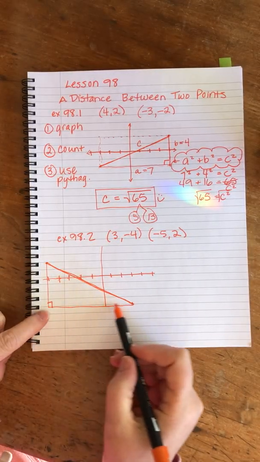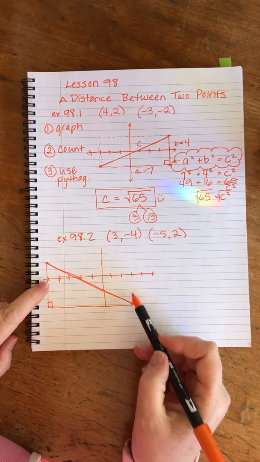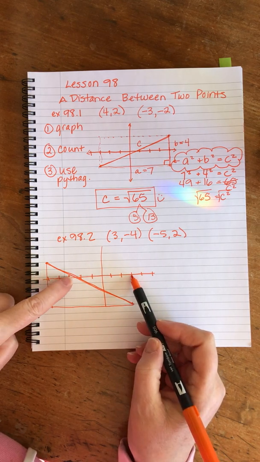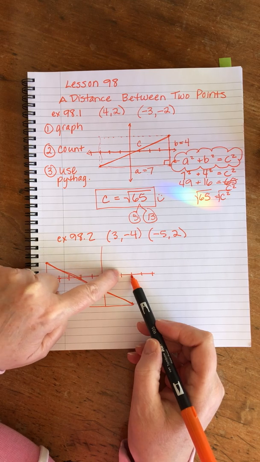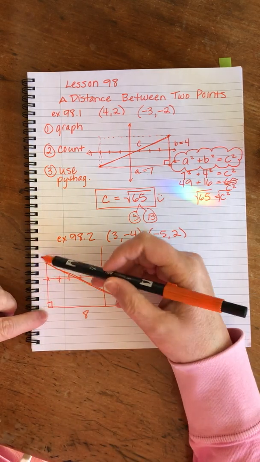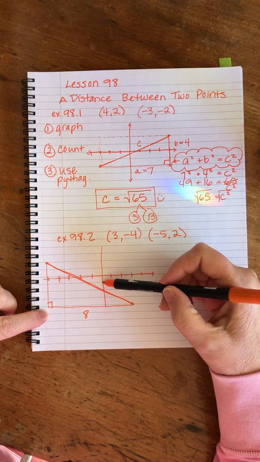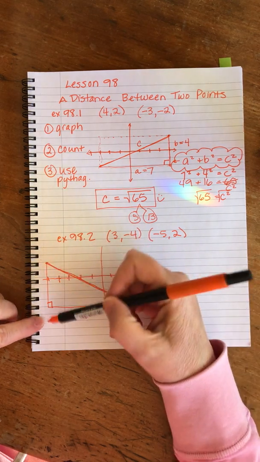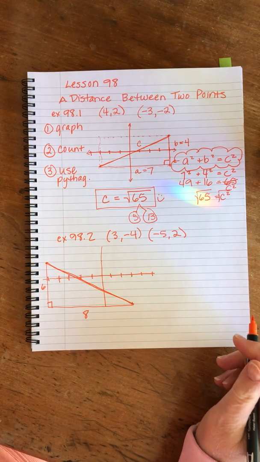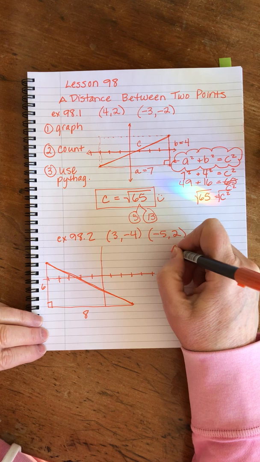Okay, now we're gonna count the lengths of these sides. We can do it from these unit measurements. We know we need to go from there to there. 1, 2, 3, 4, 5, 6, 7, 8 is this length. And then up and down, 1, 2, 3, 4, 5, 6. So this is 6. Again, don't let the positives, negatives concern you or freak you out.